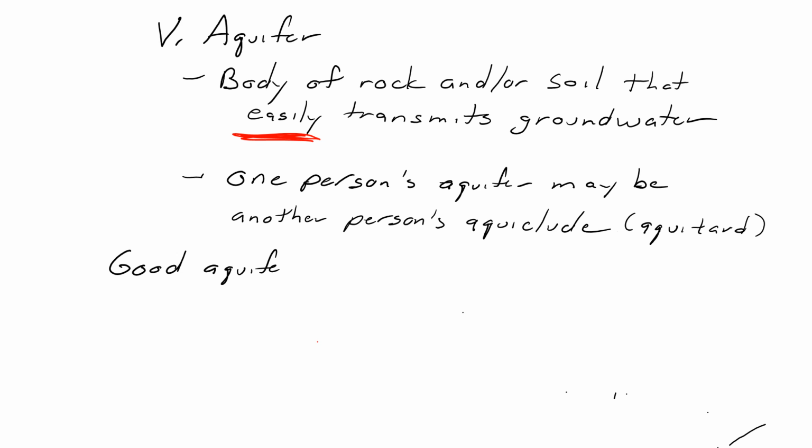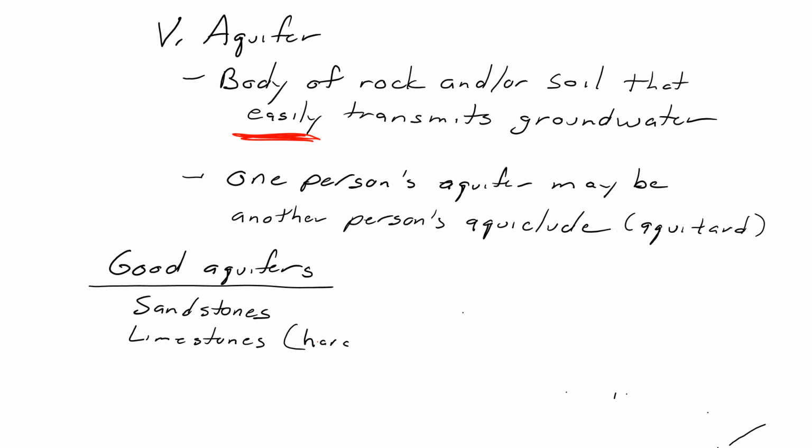In general, for a good aquifer, you want something that's porous, permeable, and gives you good water quality. Good aquifers generally are sandstones. Limestones. Limestones tend to be good aquifers, but they also tend to have what's called hard water.